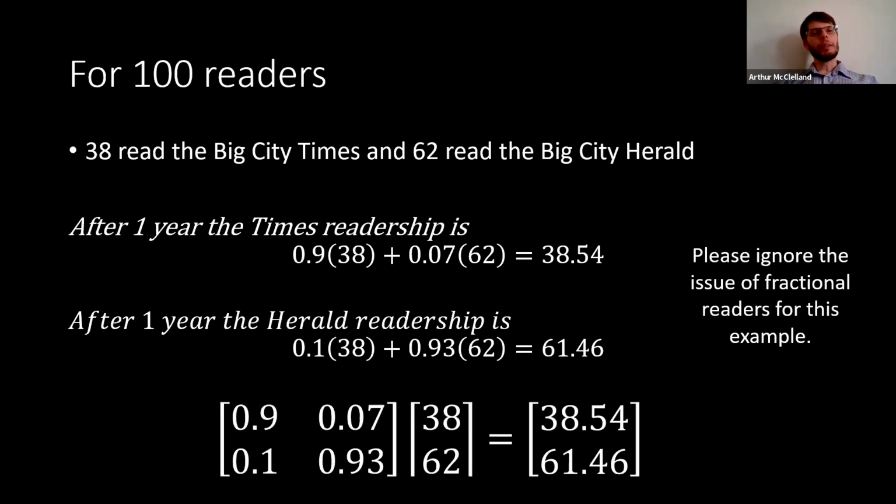Now we could take that set of equations and write it as a matrix and a vector. We could take these coefficients, the 0.9, 0.07, 0.1, 0.93, and write them in a matrix like this. And we could take our initial readership, 38 for the Big City Times and 62 for the Herald, and write that in a vector. And then we could write our results as a vector too.